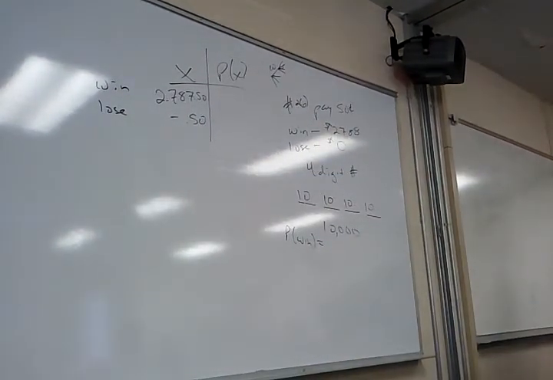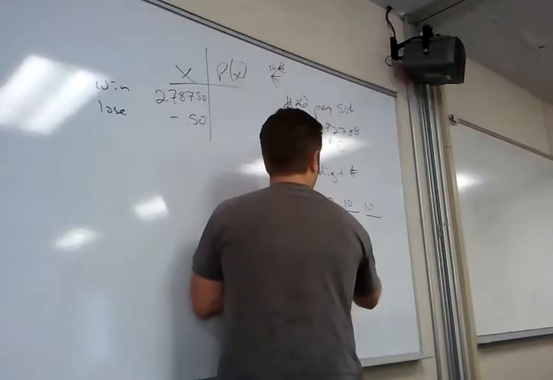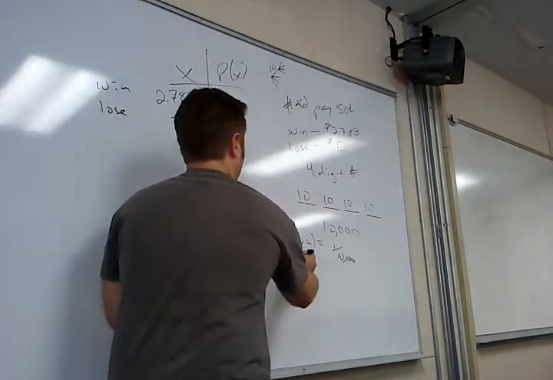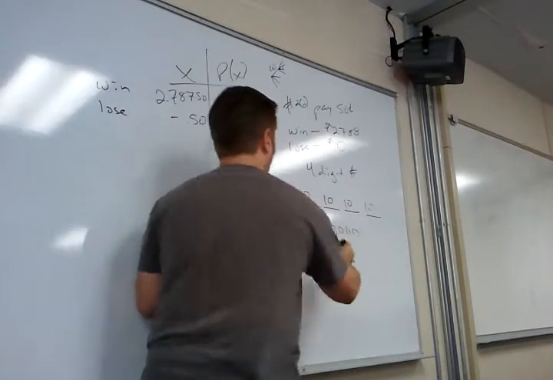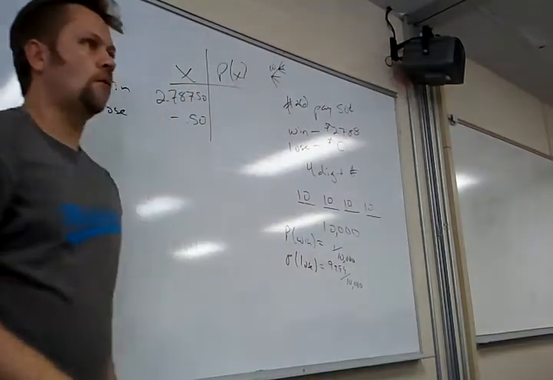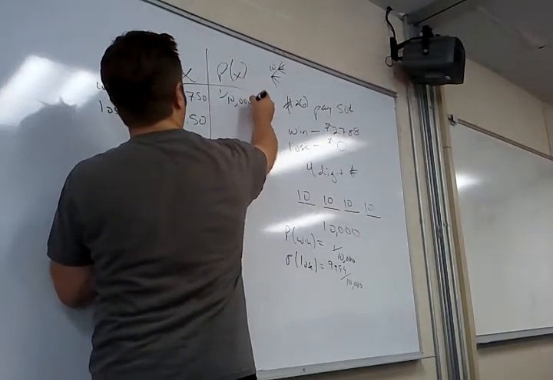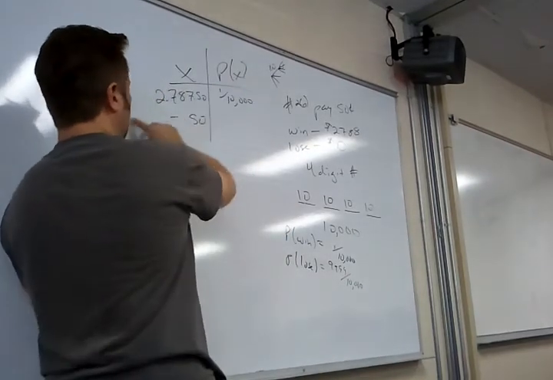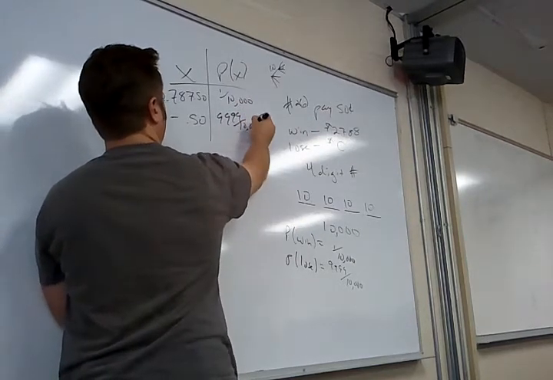Set it up for me first. I like it. 1 out of 10,000. 1 out of 10,000 probability you win. So what's the probability you lose? 9,999 out of 10,000. That sounds about right. So 1 out of 10,000 chance you'll win. The probability of this is this. The probability of this is the larger one, 9,999 out of 10,000.